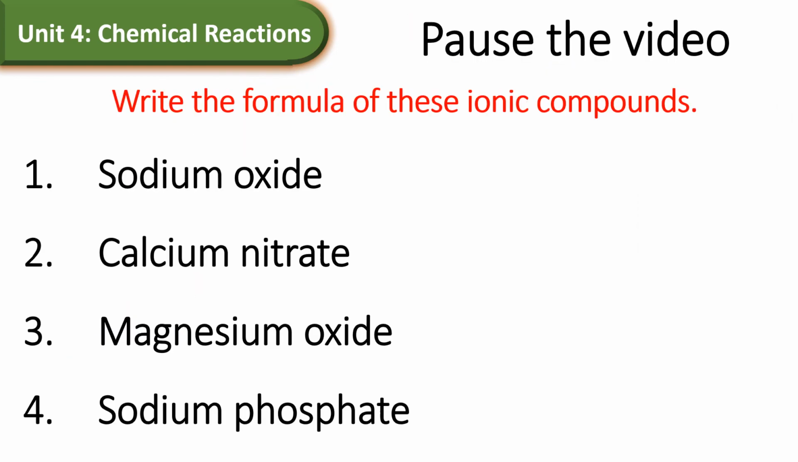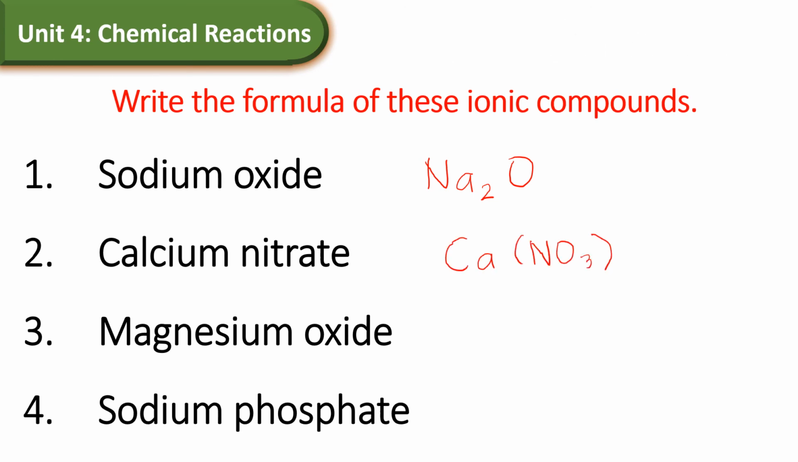Okay, I want you to pause this video and think of the correct answer. Write the formula of these ionic compounds. Okay, let's check your answer. For your sodium oxide, you will write Na2O. Number 2, calcium nitrate, that will be Ca(NO3)2. Magnesium oxide, that will be MgO.